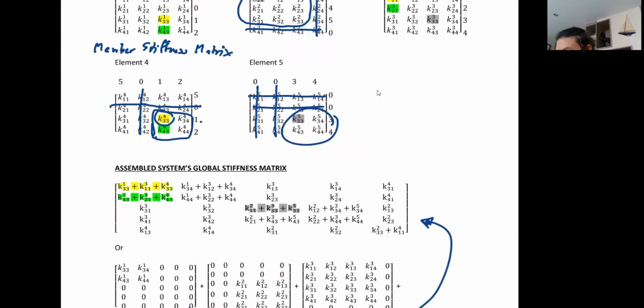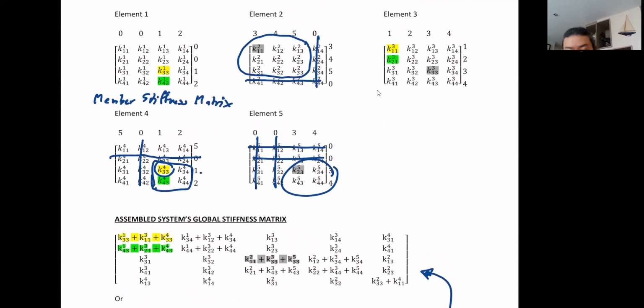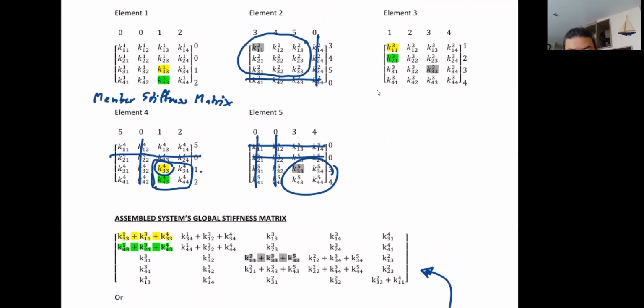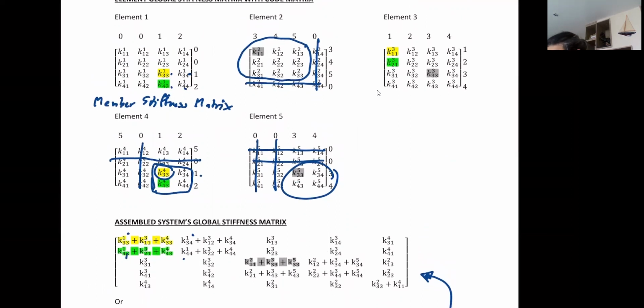So it's the same, but I wrote this because it gives you the picture of how the assembly is made. Because this one comes in here, right? This one comes in here. This one comes in here. This one comes in here. And then when you look at member number 2, it's 3, 4, 5. So I use the gray to designate it. Okay, this is that, and then that.